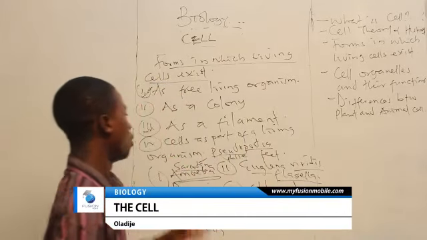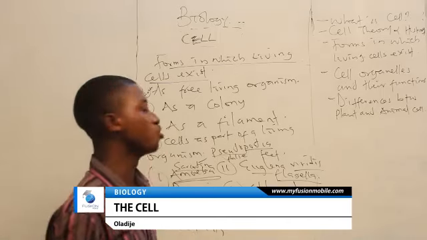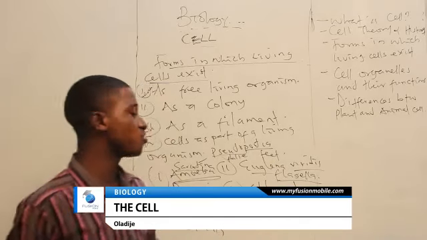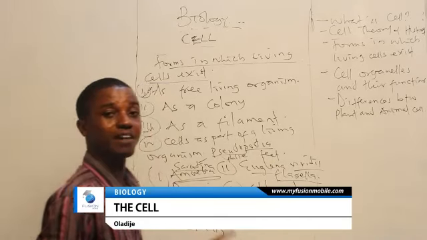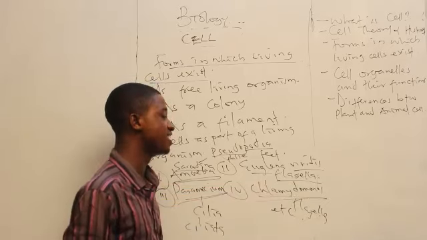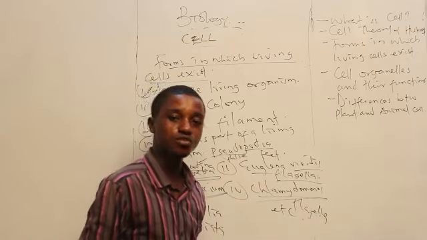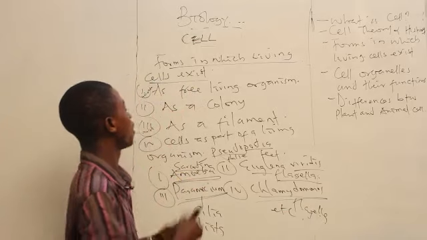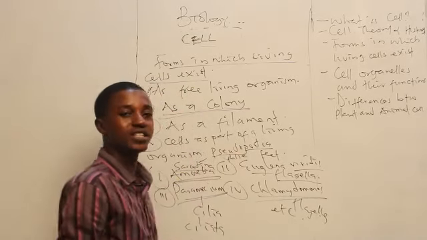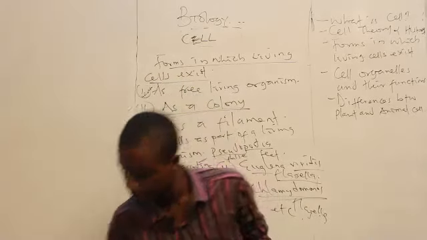Again, let's look at this. We have amoeba, which moves with the aid of the pseudopodia. We have Euglena, it moves with the aid of the flagella. We have Paramecium having a slipper shape, it moves with the aid of the cilia. We have Chlamydomonas, it moves with the aid of what? The flagella. So now we're going to move on to the next one, which is cell as a colony.